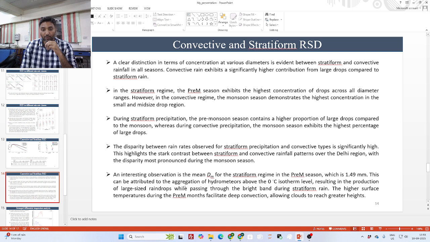This can be attributed to the aggregation of hydrometeors above the 0 degree Celsius isothermal level, because as you can see, during the pre-monsoon months, the surface temperature is very high, and this high surface temperature allows the stratiform clouds to reach great heights. This allows aggregation of hydrometeors above the bright band, and this results in large drops during the stratiform rain during the pre-monsoon.